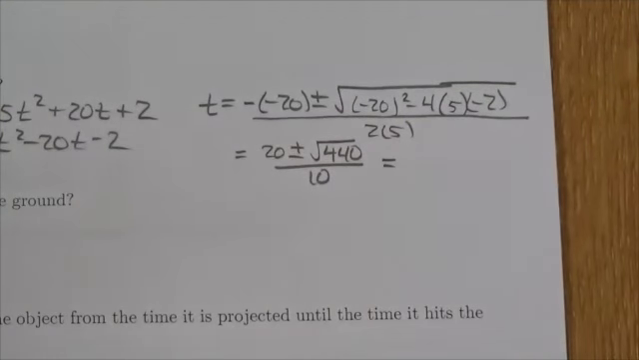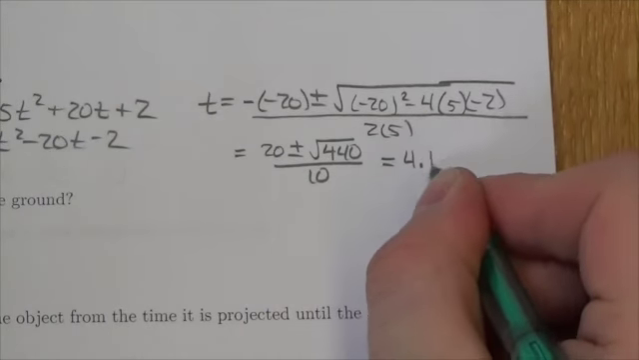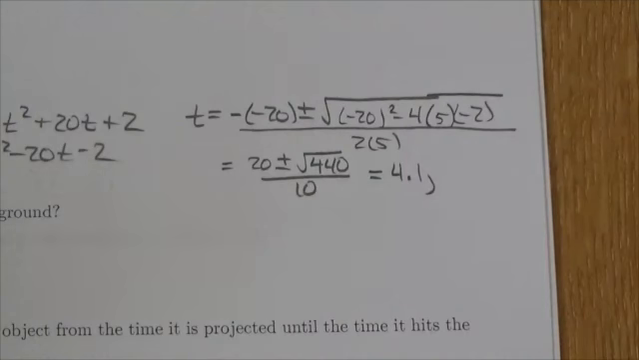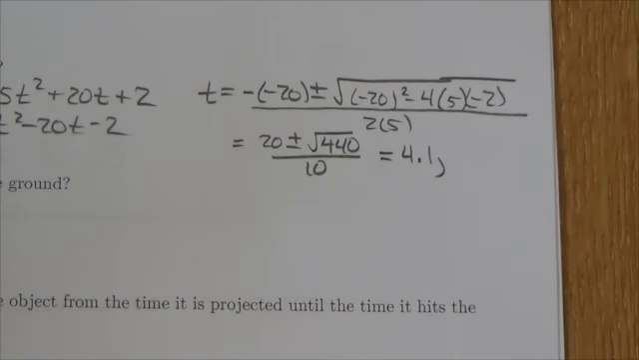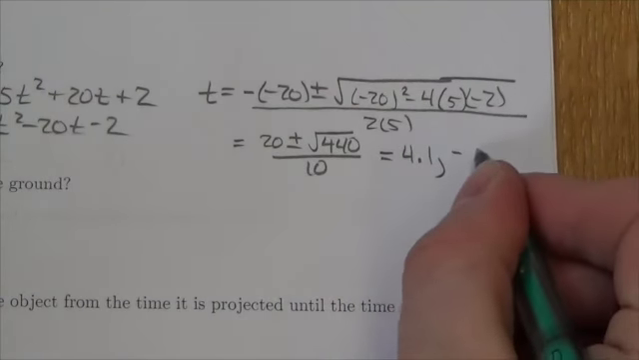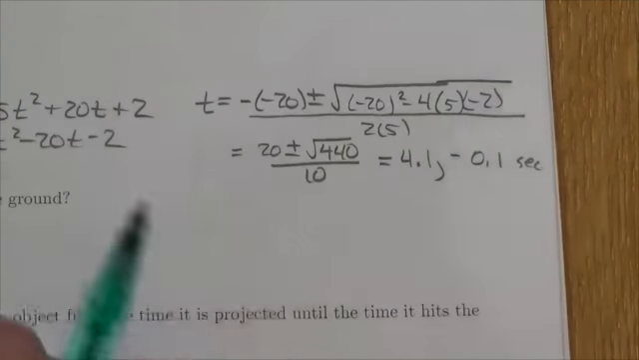Now, I'll do both of these, even though I think it should be pretty clear that only one of these answers is going to make any sense. So 20 plus the square root of 440, we'll divide that by 10. On one hand, this will occur at 4.1 seconds. And then if I go back and change that to a subtraction and press enter, I will get negative 0.1 seconds.